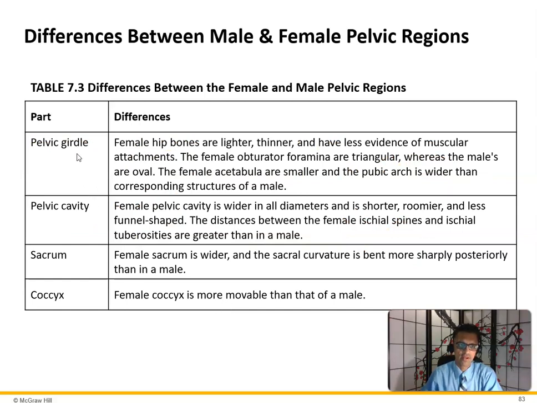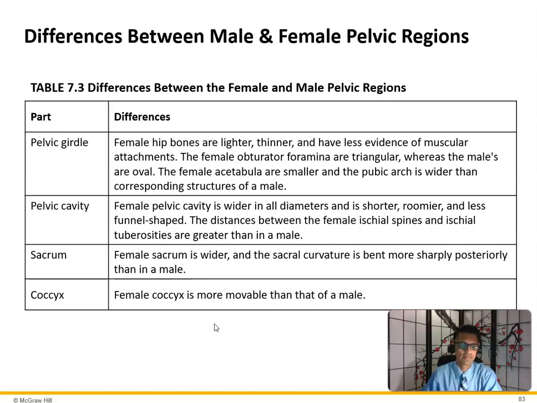Now for the pelvic girdle, female hip bones are lighter, thinner, and have less evidence of muscular attachments. The female obturator foramen is triangular, whereas the male's is oval. The female acetabulum is smaller and the pubic arch is wider. The female pelvic cavity is wider in all diameters. The sacrum for females is wider, and the sacral curvature is bent more sharply posterior, so that makes room for the birthing process. And the female coccyx is more movable. So these are some good differences. I could easily ask you on a quiz. I could describe some characteristics and you could tell me if it's male or female.